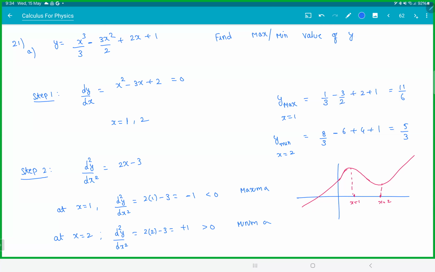Anyone has a doubt in the process? Anya, clear na? Mridul, Devansh, Brijesh.